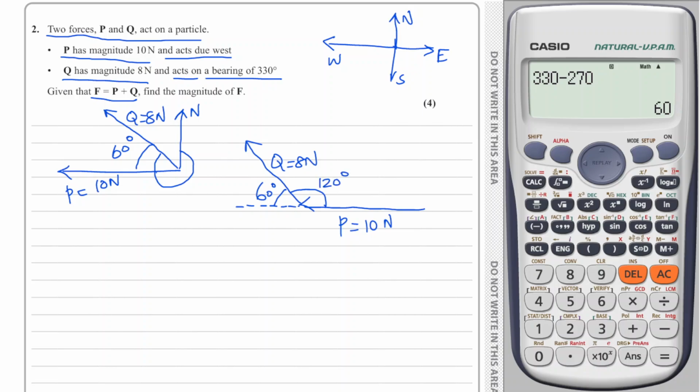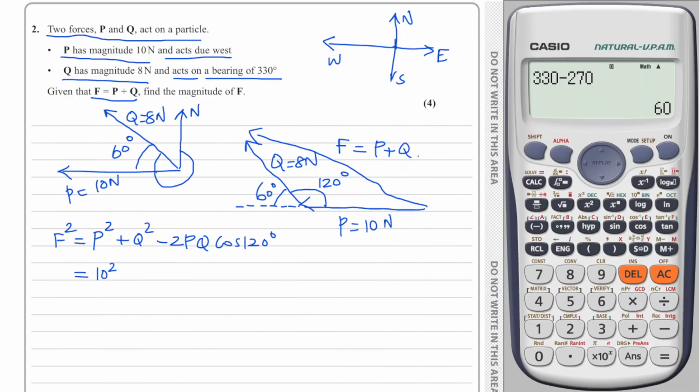The F force is the addition of these two forces, so the closing side of this triangle is the F force. So this is the force F. F is equal to P plus Q, right? Now it is a triangle, and we know two sides and also the in-between angle. So we can use the cosine rule to calculate the value of F. That is F square is equal to P square plus Q square minus 2PQ cos 120 degrees. The P value is 10 and the Q value is 8, so I can substitute the two values here.